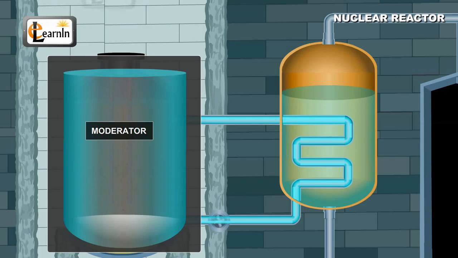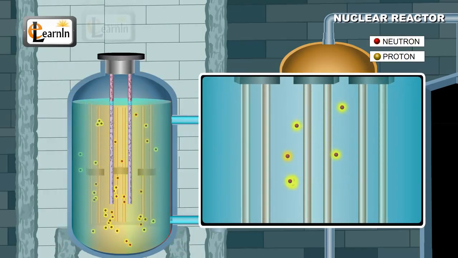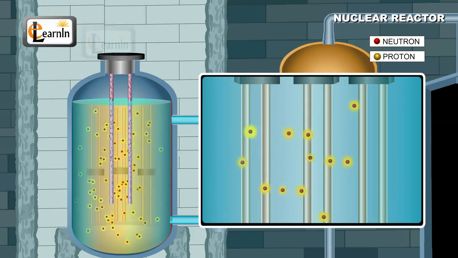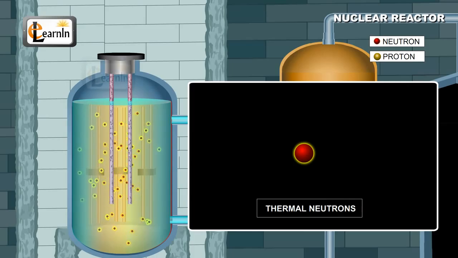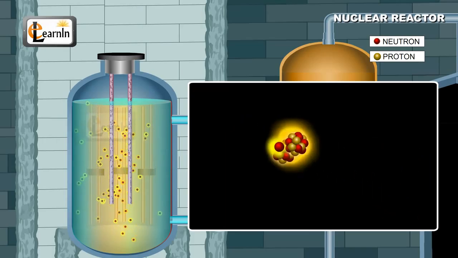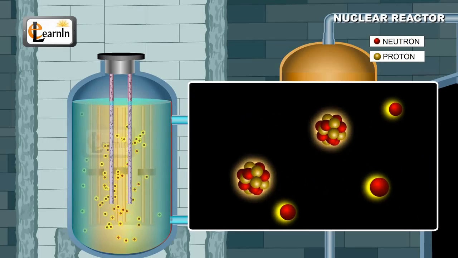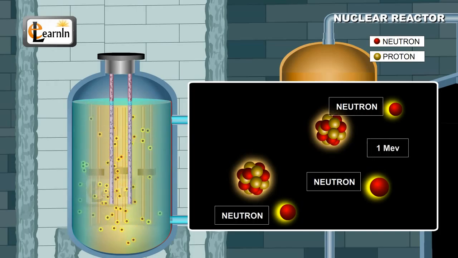The objective of a moderator is to slow down the energy neutrons in a nuclear reactor, which are produced during the nuclear fission process by the fuel elements. Thermal neutrons, which are the neutrons with energy of about 0.04 electron volts, are capable of producing fission reaction with uranium-235. During the fission reaction process, new neutrons are given out, which have energies of about 1 MeV. This is 1 mega electron volts.